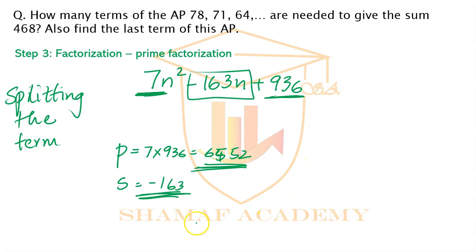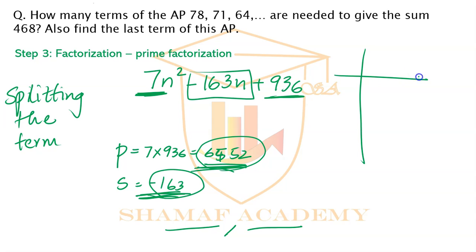I need two such numbers which on multiplying will give me 6,552, and on adding or subtracting are going to give me negative 163. So which are those numbers? We have to find what these numbers are. In order to find this, we do this method called prime factorization of 6,552. We are going to do the prime factorization of the product so that we get the prime factors on the left hand side over here, and we can then work around and find those two numbers.